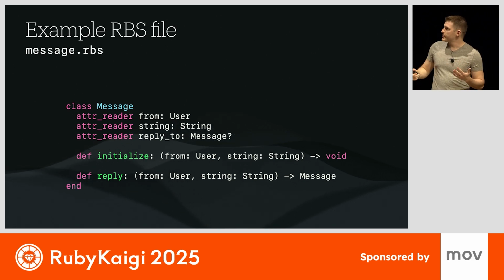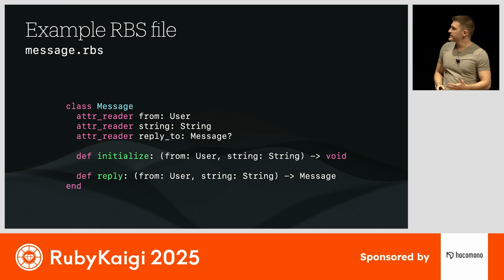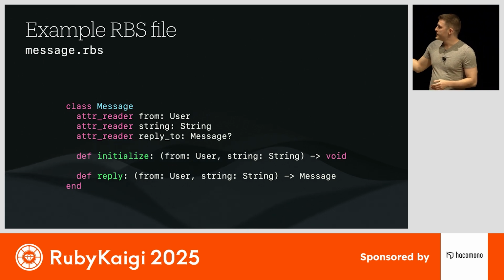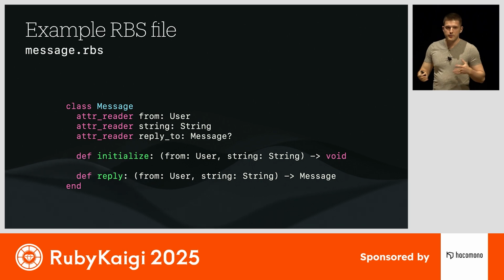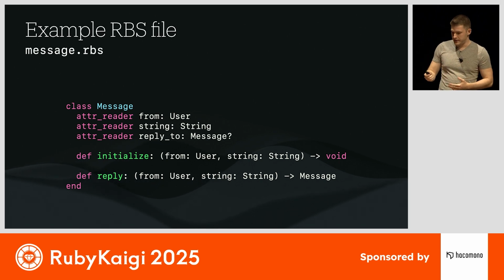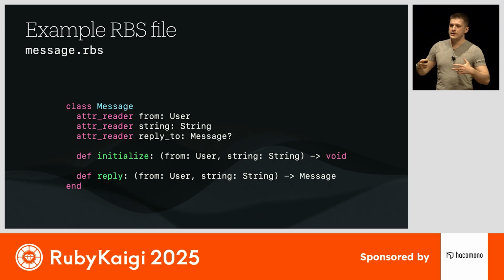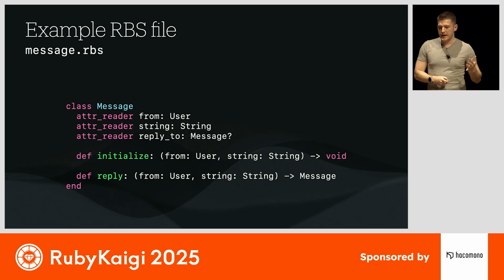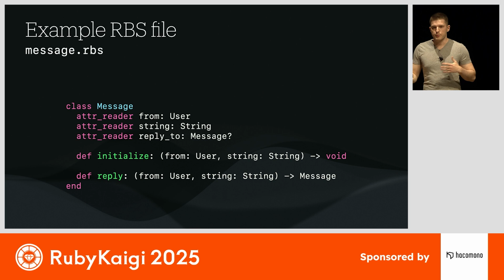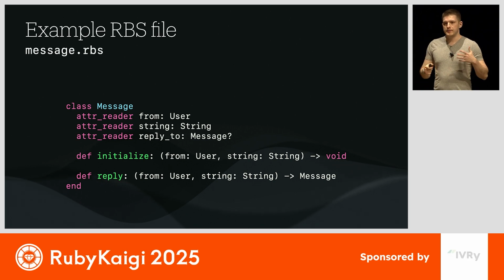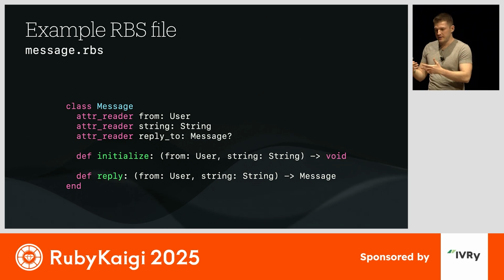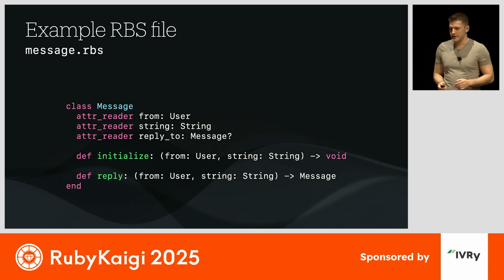So we have some attribute readers here for some attributes of the message class that have a type: user, string, optional message. And then functions are annotated with this arrow notation to say what arguments they take and what return values they return. Now you can imagine why this would be pretty cumbersome to keep in sync. When I rename my message class, or perhaps I rename reply2, I would have to rename it in both my real Ruby code and then update the RBS as well. And that's just not a good developer experience.